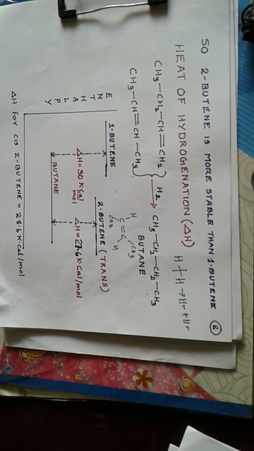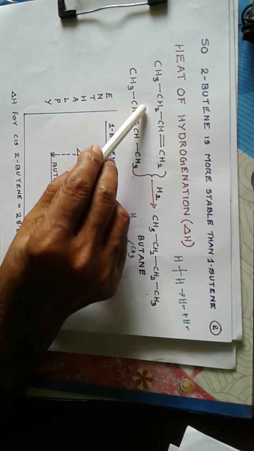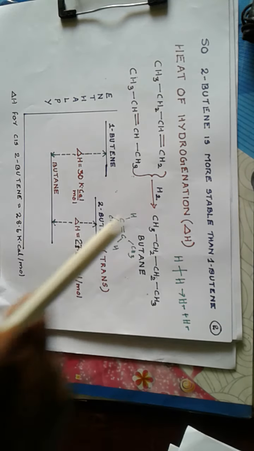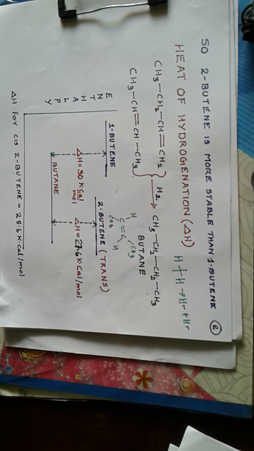Then the stabilities of these 2 butenes, that is 1-butene and 2-butene, may be compared by measuring experimentally the quantity called heat of hydrogenation. Hydrogenation reaction is the addition of hydrogen to a double bond or a triple bond. So here 1-butene possesses a double bond and 2-butene possesses a double bond. When hydrogen adds to these molecules, we get the common product, that is butane.